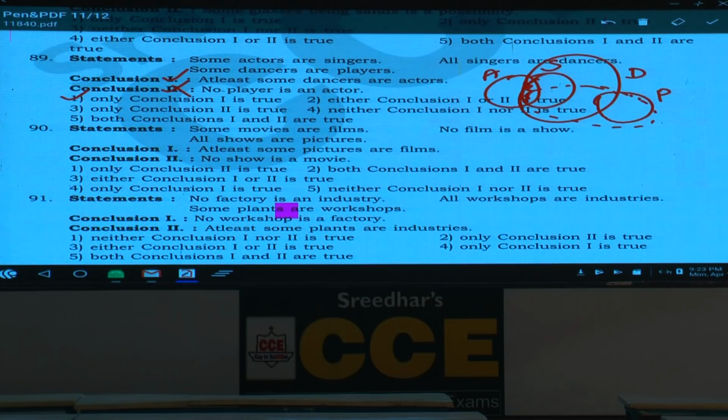Here again, if you observe here, all the 3 statements are affirmative, isn't it? And the second conclusion is a negative conclusion, which cannot be drawn. That can be made false. Hence only one follows. Then next one, question number 90.